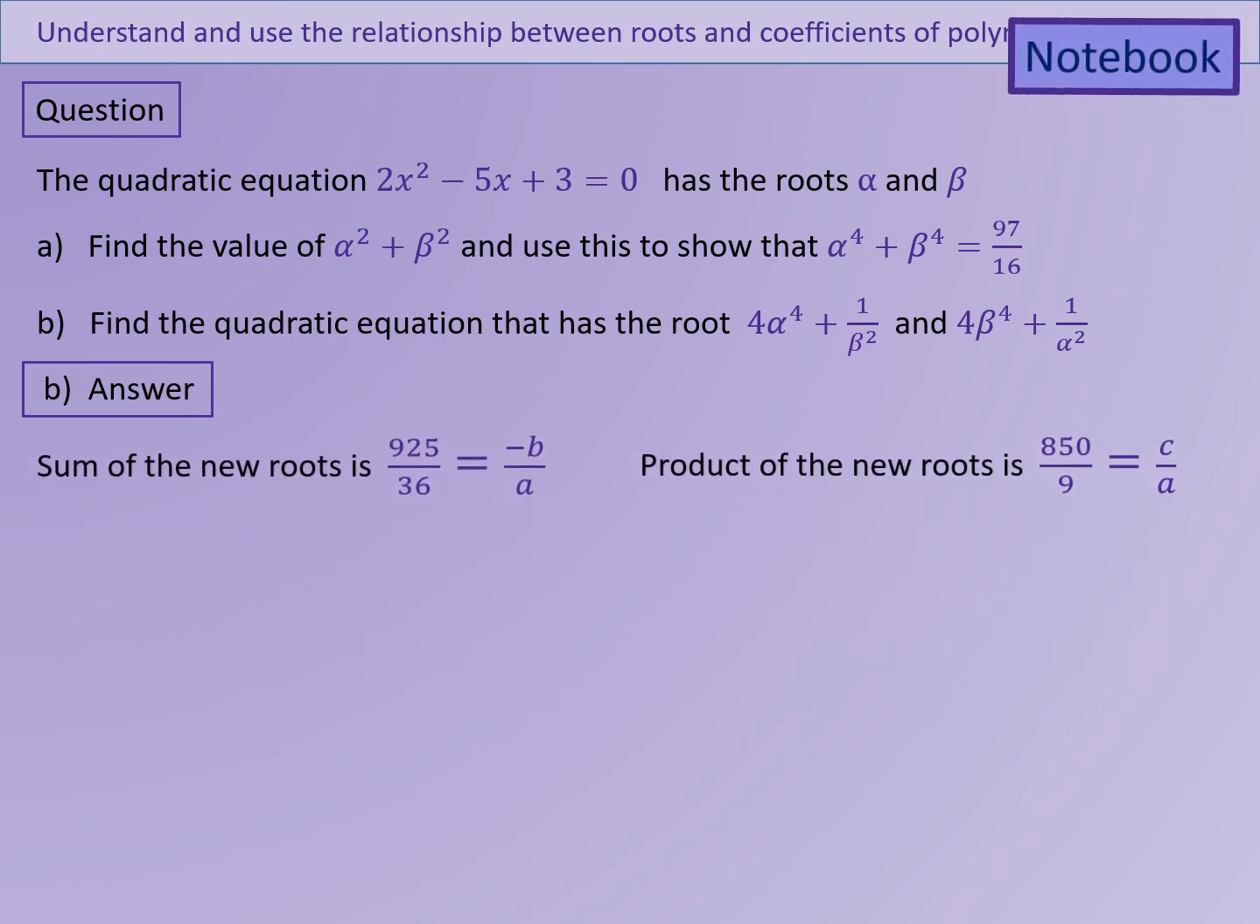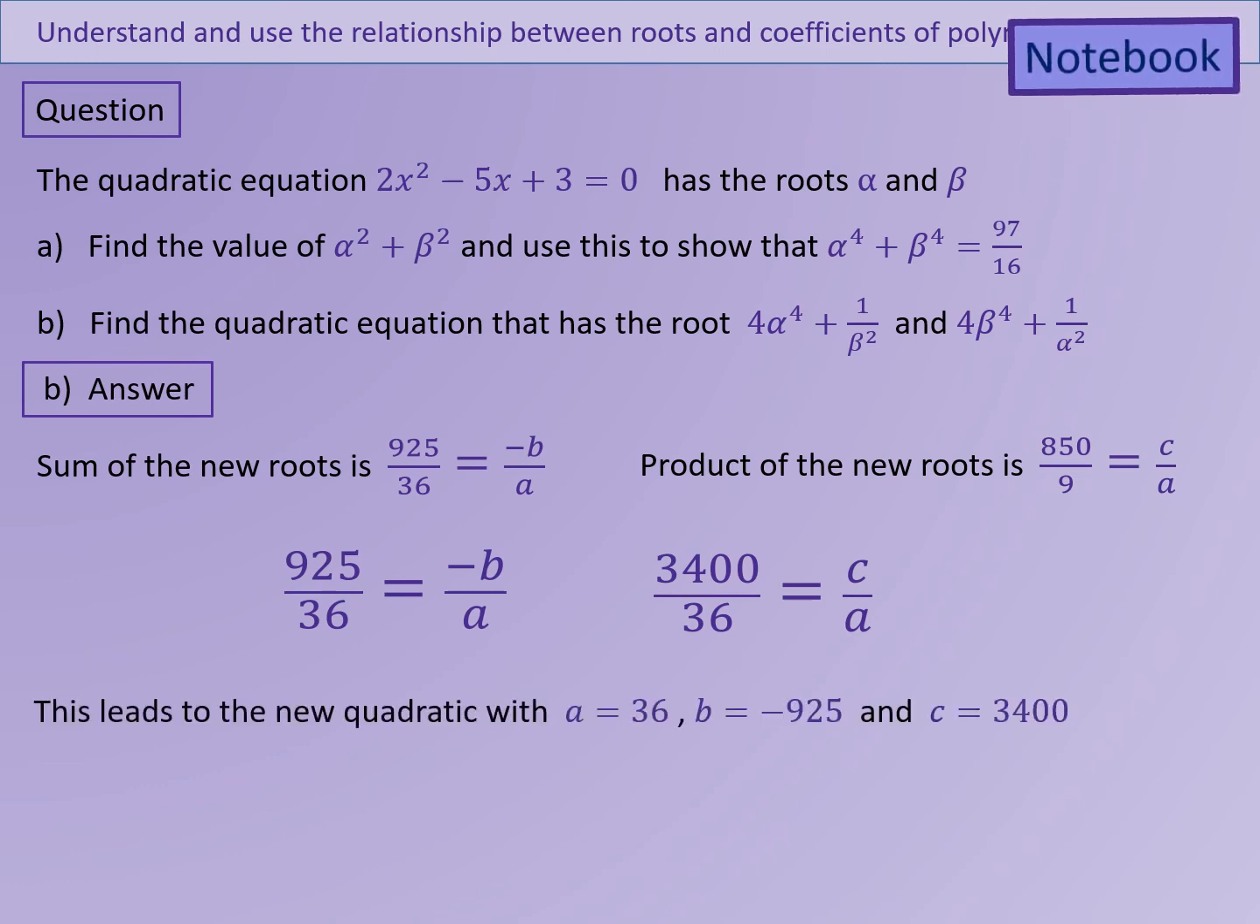And so we use these just like we did previously, changing that second fraction so that it's over the same denominator. This helps us work out the values of a, b and c. And so we can then substitute those into the quadratic.